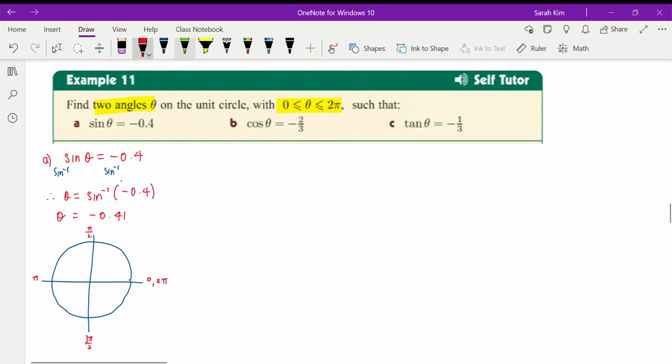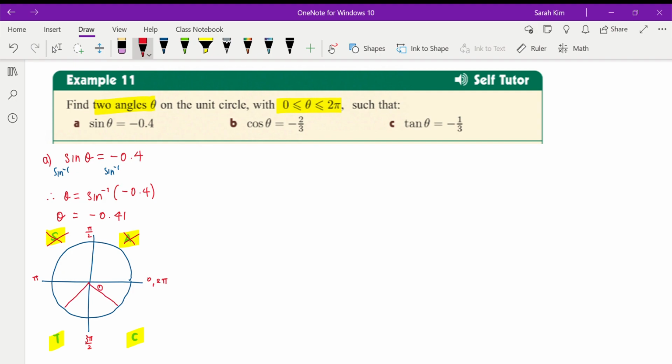So if I label first using South Australian Tennis Club, I should be able to figure out which two quadrants I'm working with. So if my sine theta is a negative answer, let's have a look at where those answers are. Sines are going to be positive here, so my negative answer isn't going to be over here, it's going to be the other two. So there's going to be two answers that look something like that.